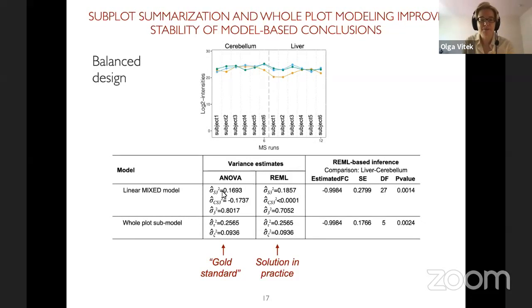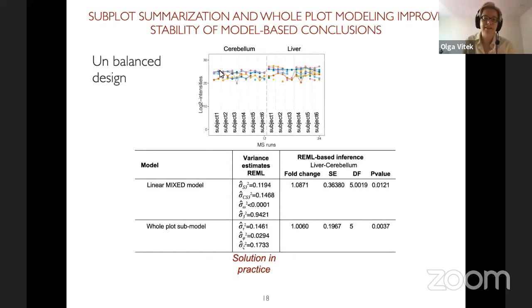So here, for example, when the model is more complicated, we can have negative variance components, which affect the degrees of freedom and affect the inference. But doing this in two steps results in a much more stable inference procedure. And in real life cases, when we have some missing values, if we start to fit these complex models, the estimates of fold change, the estimates of standard errors, everything becomes compromised. And so we'd like to argue that this is another reason for having a two-step summarization and estimation approach.